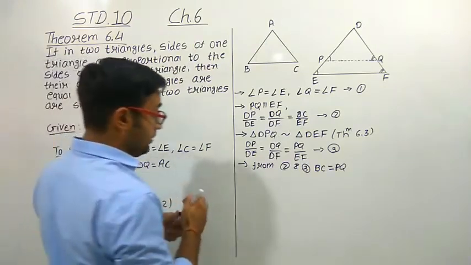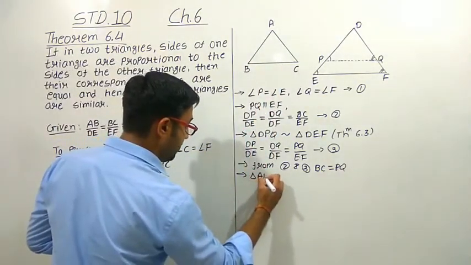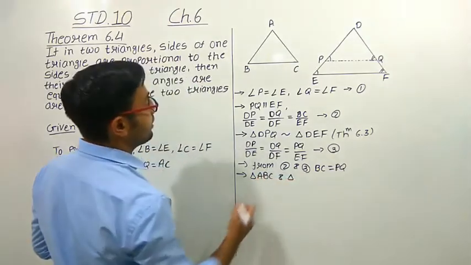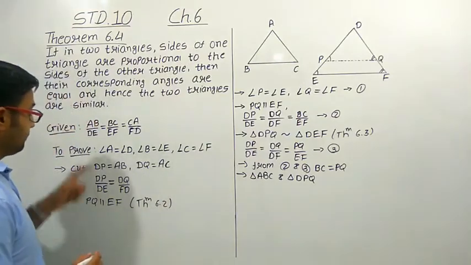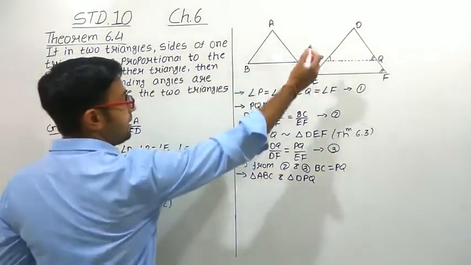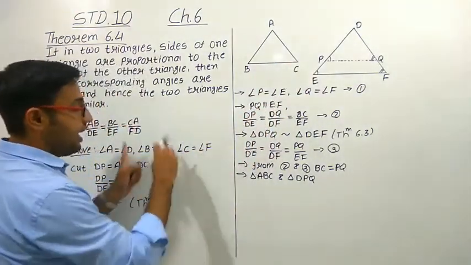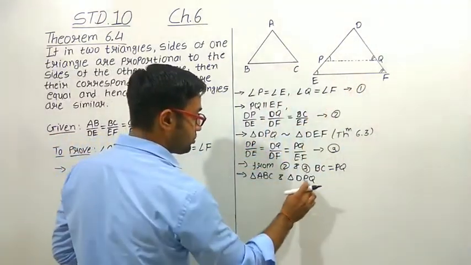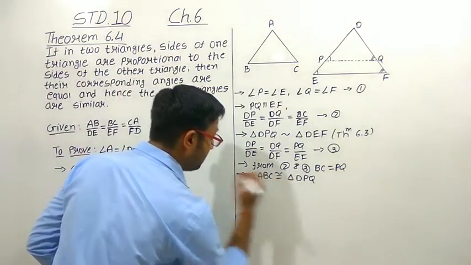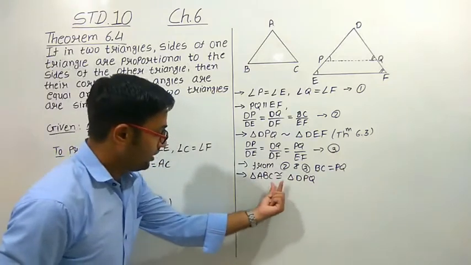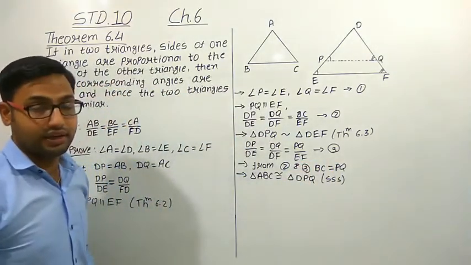So now see, consider another two triangles: triangle ABC and triangle DPQ. In both these triangles, side AB and DP are equal, that is the first side. Second, DQ and AC are also equal, and third, side BC and PQ are also equal, that we proved here. So these two triangles are now congruent. Triangle ABC is congruent to triangle DPQ according to the side criteria.